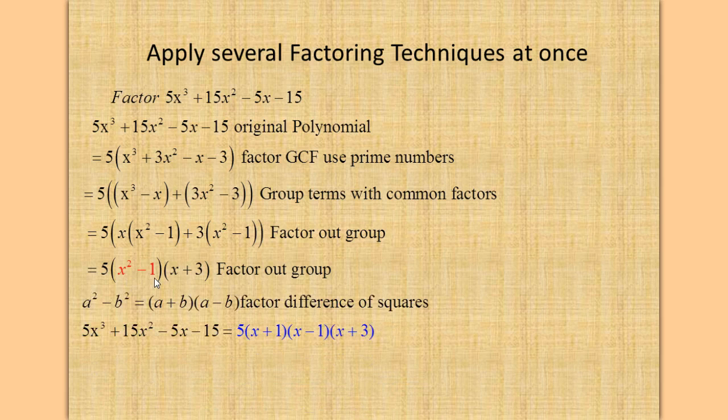Now we have a difference of squares we have to apply our formula to. And we see our a and b, our a is x and our b is 1. So we apply that to our formula, and we have 5 times x plus 1 times x minus 1 times x plus 3.